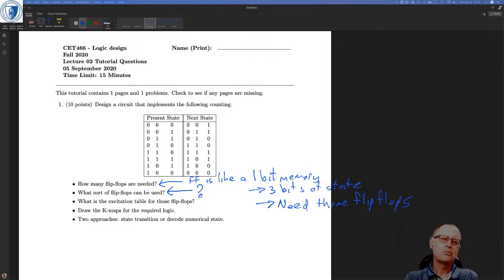JK is probably preferable. The only reason it's probably preferable is because of that SR problem of the ambiguous output with both S and R inputs high, and JK is much better behaved. So in general, so why wouldn't you use, let me try somebody else, why wouldn't you use a D or a T flip-flop?